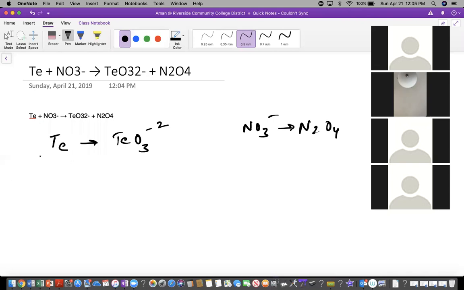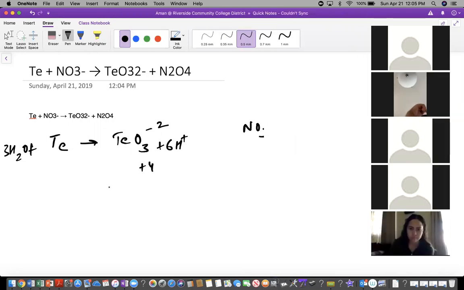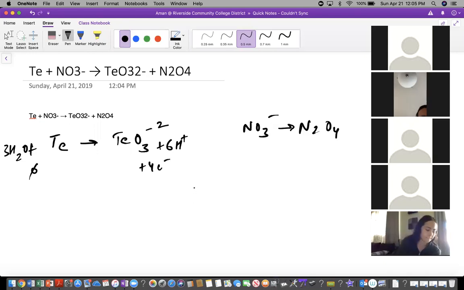For Te, what I did was I added 3 waters to the left side, and then after that, I added 6 hydrogens to the right side. 6 H+, you mean? Yeah, 6 H+. And then you have four charges after that, correct? Because there's a negative 2 plus 6, that's plus 4. The left hand side is 0, and the right hand side is plus 4. So I need to put 4 electrons on the right side. Right, so you'll just add 4 electrons here.